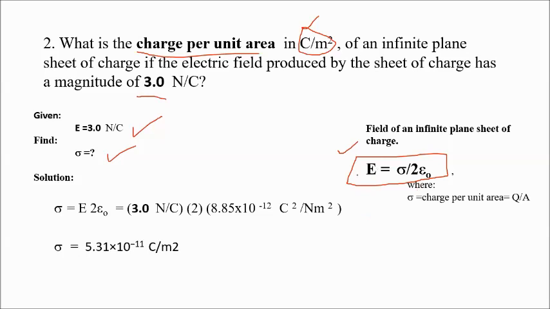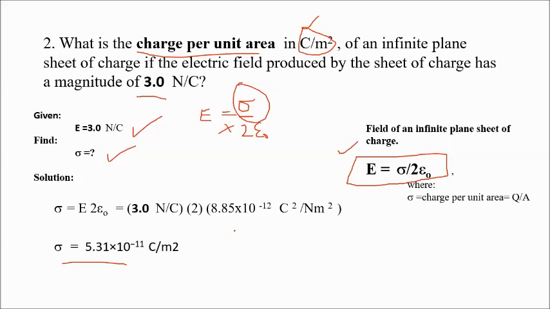And to find sigma is simply multiply electric field by 2 and epsilon. No? So, galing yan sa electric field is equal to charge per area over epsilon naught. So to find sigma is to multiply electric field by 2 and by epsilon. Sample. Use your calculator, and then the answer is 5.31 times 10 to the negative 11 coulomb over meter squared.